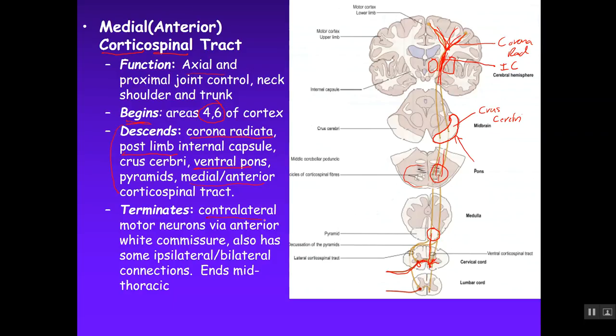So that's why it says it terminates more commonly in the contralateral motor neurons. So a majority cross back over, but then some communicate on the same side, and some actually have bilateral connections. So it's not a pure contralateral pathway. Some books will tell you it's a pure ipsilateral pathway. They'll say it only communicates with them on the same side, where in actuality, the majority of them actually cross back over and are contralateral in nature.